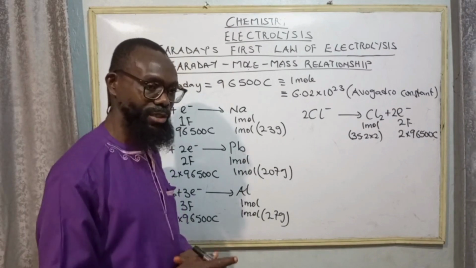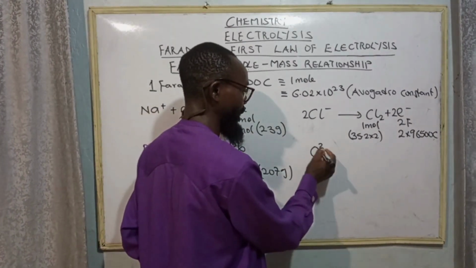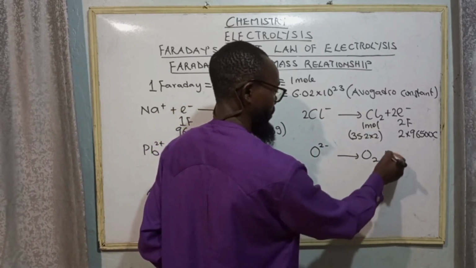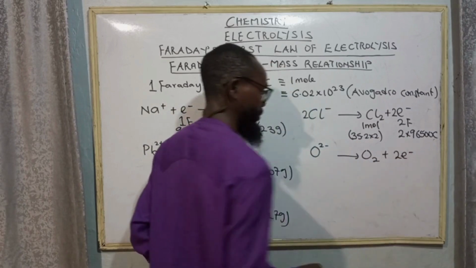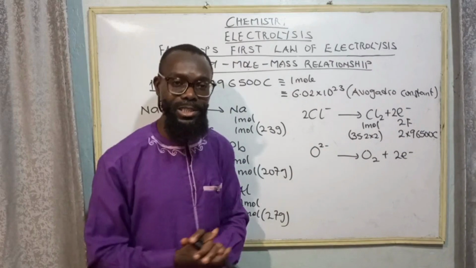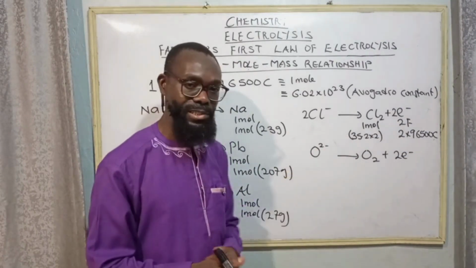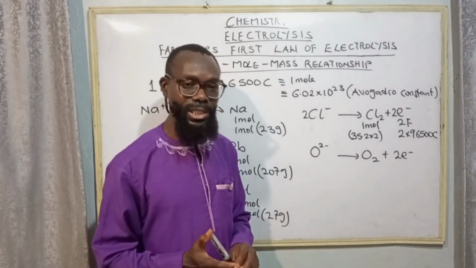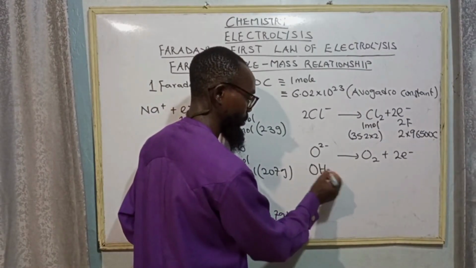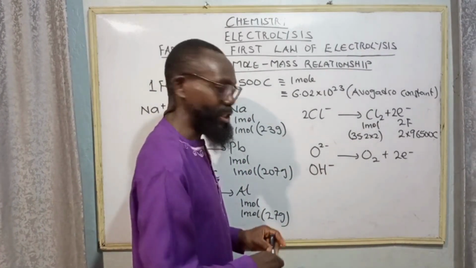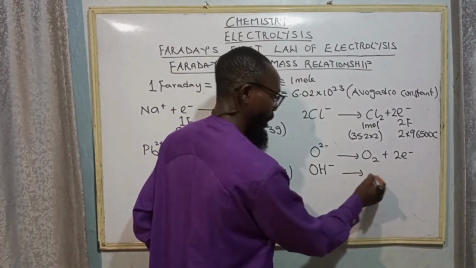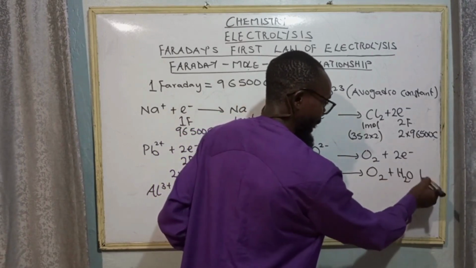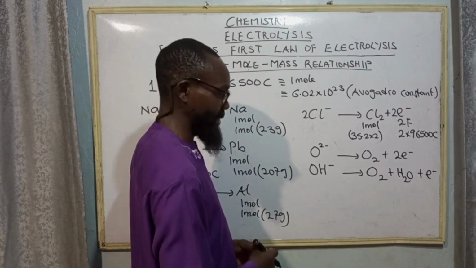Now also for oxygen. Oxygen is O2 minus moving to O2 plus 2 electrons. This is the normal way we're supposed to have oxygen. But oxygen is not like this. During the electrolysis of acidified water, oxygen was gotten from OH minus. This OH minus produces O2 plus H2O and electrons.